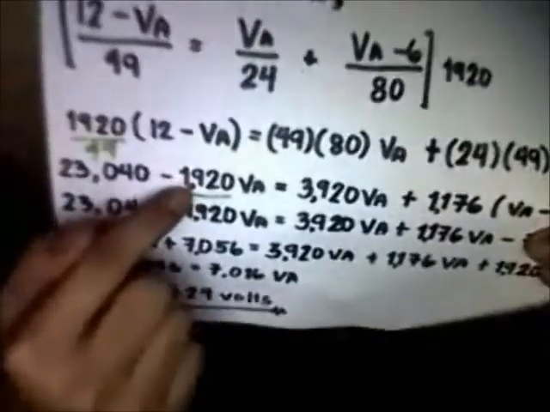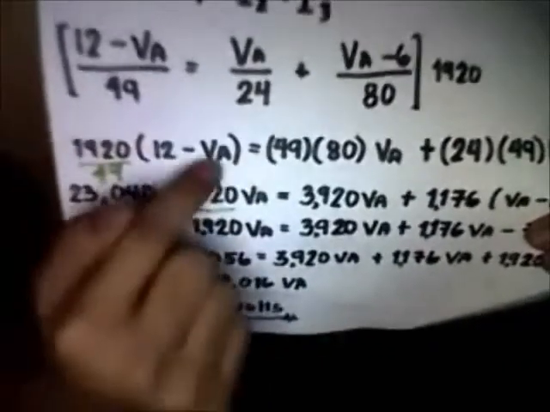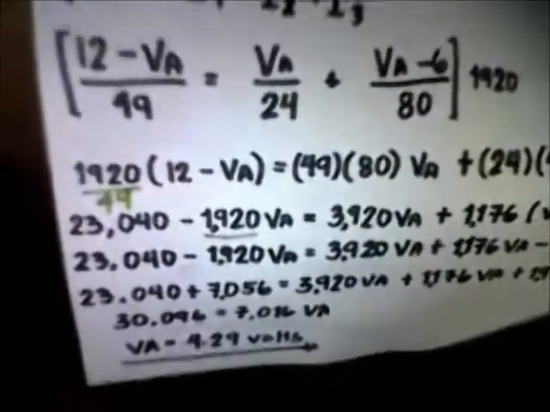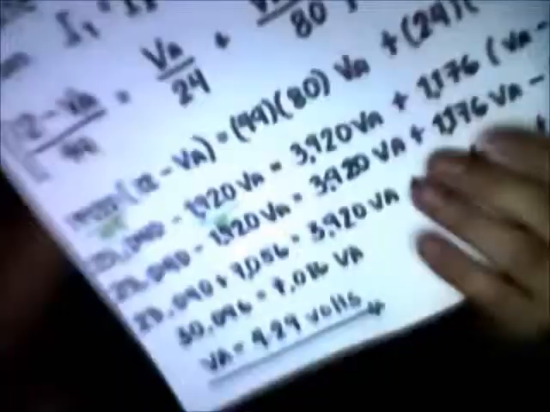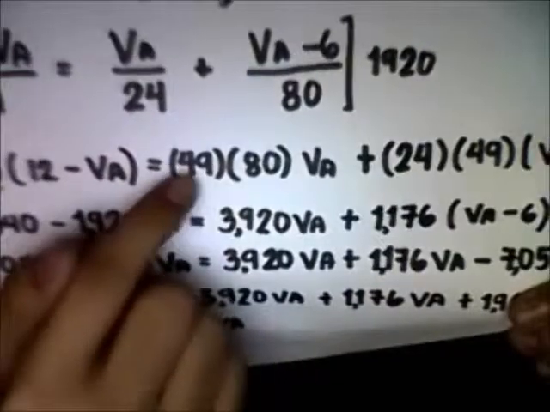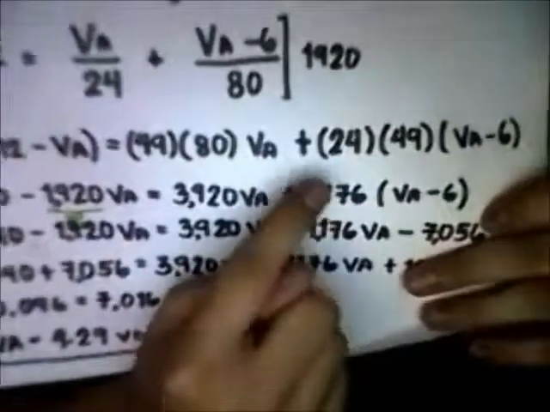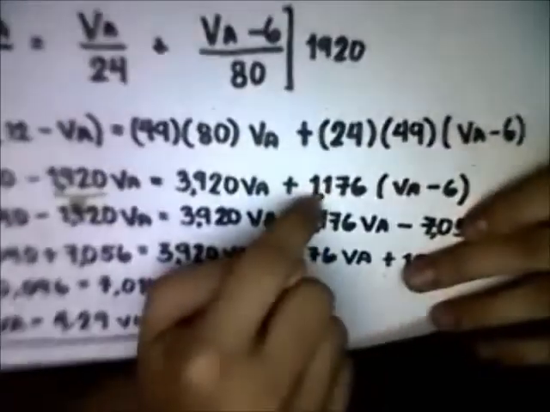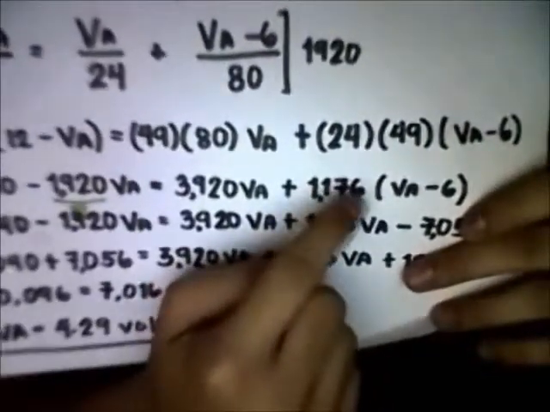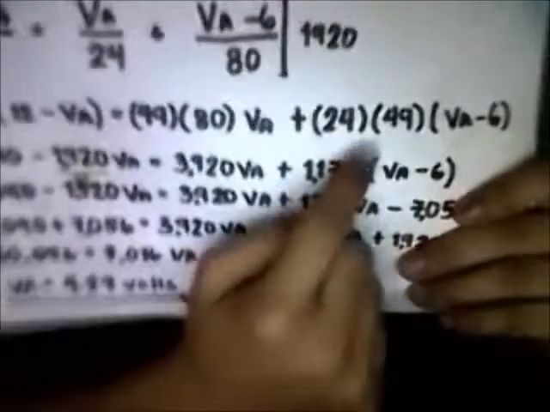So, 80 times 24 is equal to 1920 VA over 24. And next is 49 times 80 is equal to 3,920 VA, and then 24 times 49 is equal to 1,176. So times the quantity of VA minus 6.